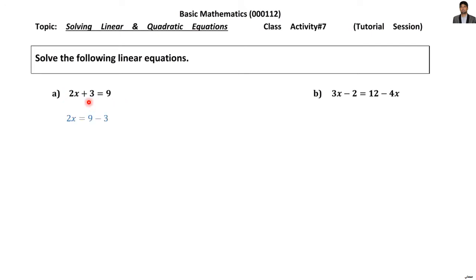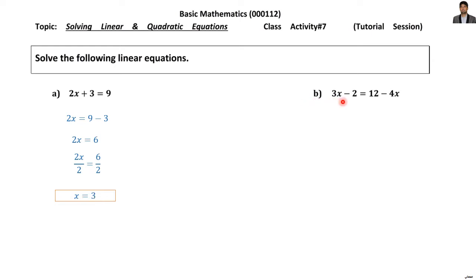So we move +3 to the right. +3 changes the sign, -3. 9 - 3 = 6. 2x, bring it down. Divide both sides by 2. You will get x = 3.